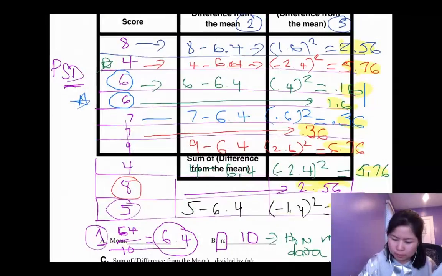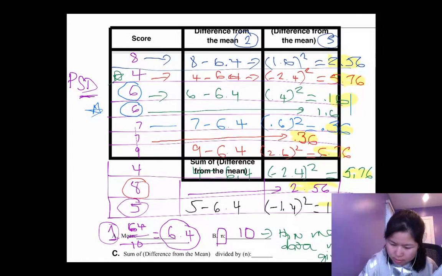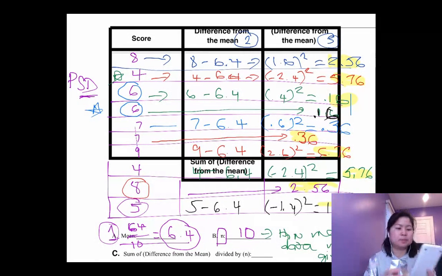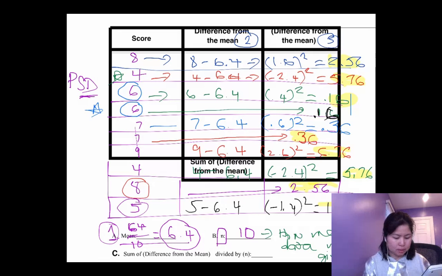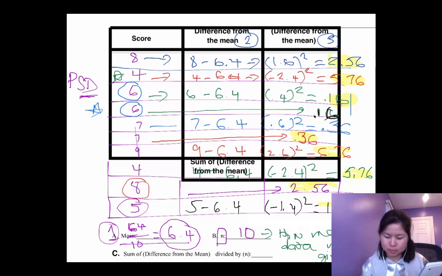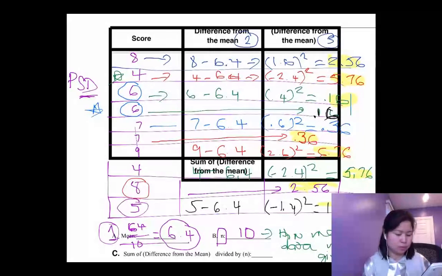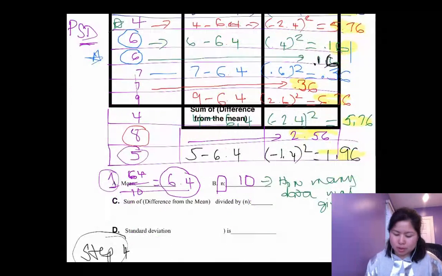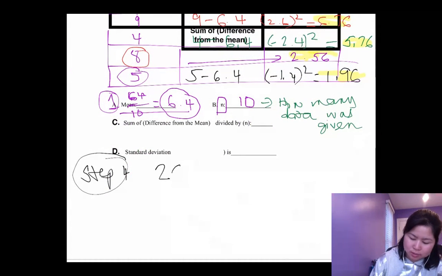Okay. Hold on. I made a mistake here. This one should be 0.16, not 1.6. Okay. And then I will move on to plus 0.36, plus 0.36, plus 0.676, plus 5.76, plus 2.56, plus 1.96. So for step 4, if I add them up, that gives me 26.4.